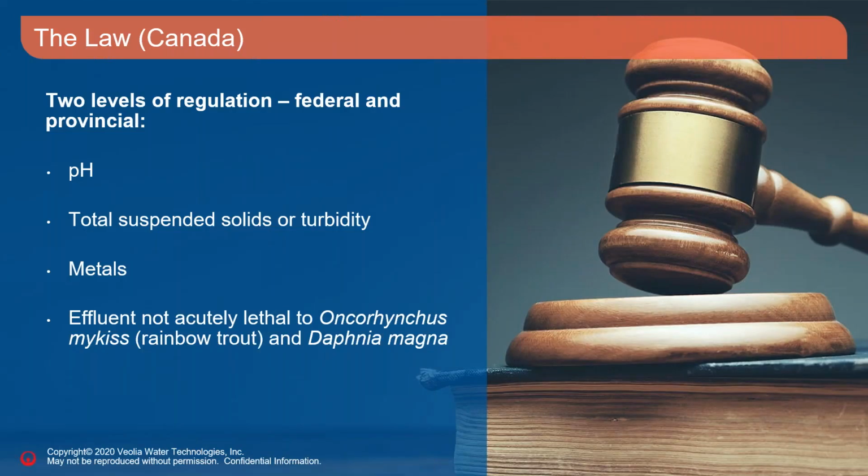So what is the law that the mine has to respect? There are two levels of regulation, federal and provincial, or federal and state, depending on where we are. In most regulations, you have discharge criteria for pH, total suspended solids, turbidity, metals, and toxicity or acute lethality. So your effluent has to be non-toxic or non-acutely lethal. In the case of the mine we are exploring today, it's toxicity to rainbow trout and daphnia, which are part of the Canadian regulation.